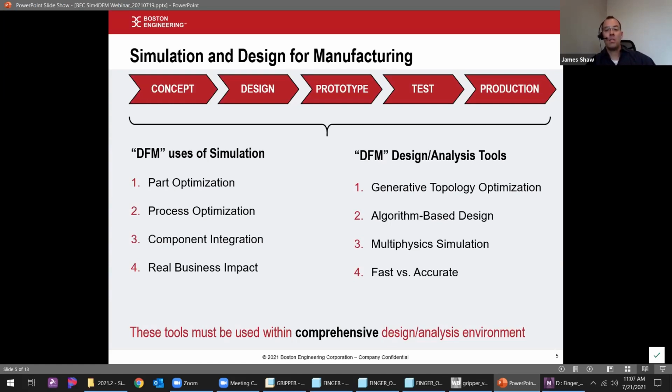So what does simulation look like now? How are we using it when we think about the whole process, when we bring production up into our design decisions? We're going to optimize a part. We're not just going to say, oh, it has a factor of safety for stress. It's going to be optimized. The process will be optimized. Assembly processes will be optimized. Manufacturing processes will be optimized.